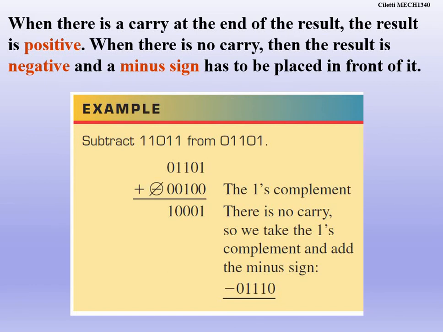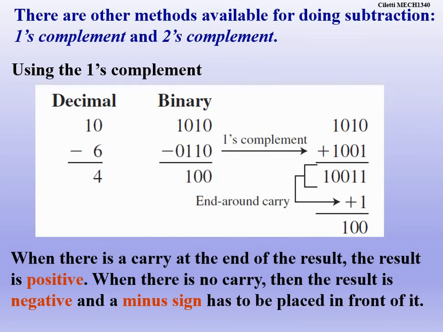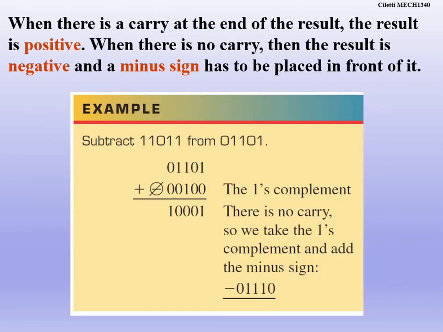So this is the other rule. There's two rules here. The one we did first: we take the ones complement, add it to the top number, and if there's a carry, we add the 1 around, and that's our value and it's positive. If there's no carry, you have to take the ones complement of that existing number that you get and put a minus sign in front. Those are the two rules that you're going to use for using the ones complement to do subtraction.